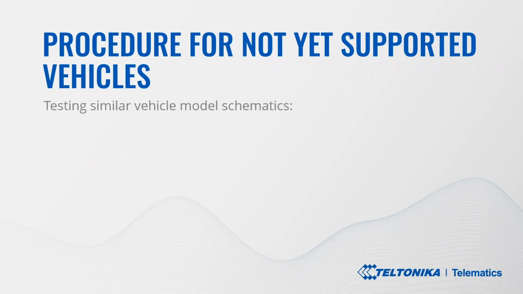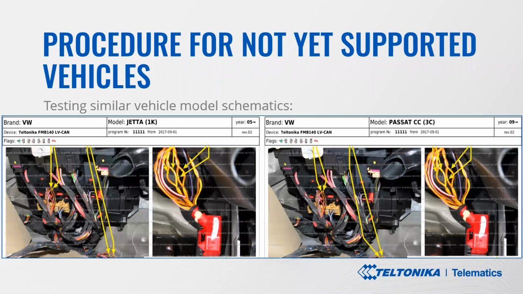Some of the vehicle models are based on a single platform and may have identical connection, wiring, or program number. So as defined here, we have an example of a Jetta made from 2005. It is based on the same platform as the Passat CC from 2009. Basically, the program number used is identical, and the wiring harness is also identical.